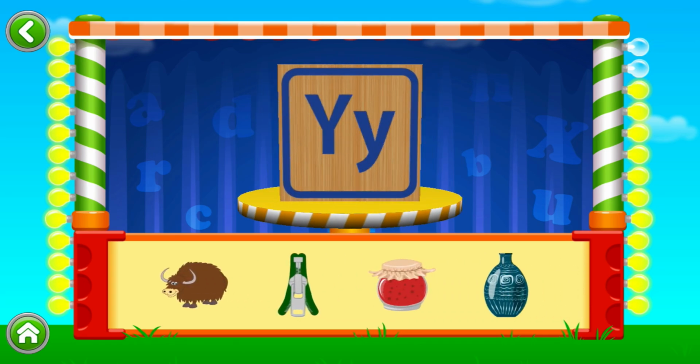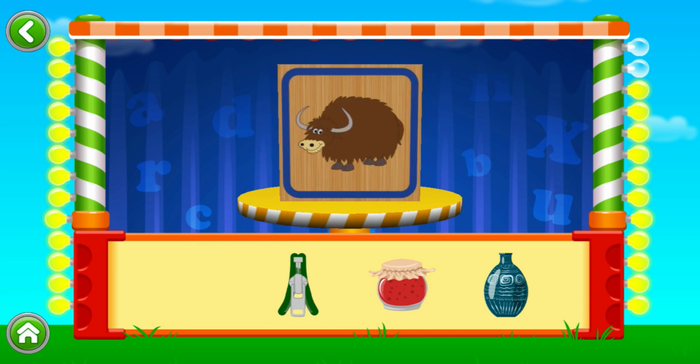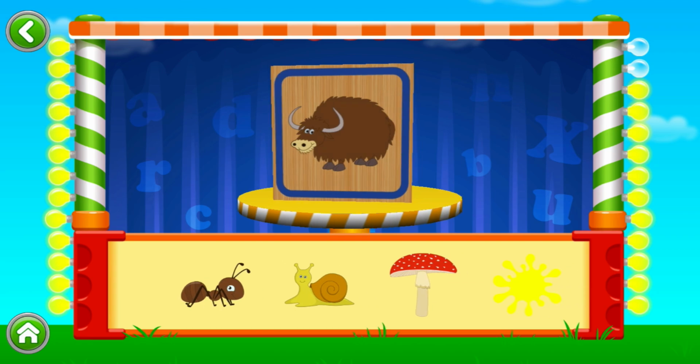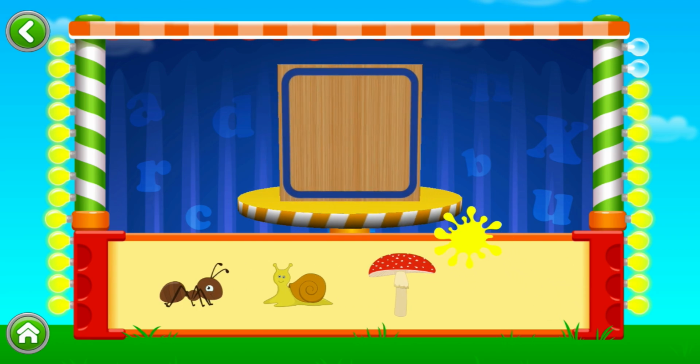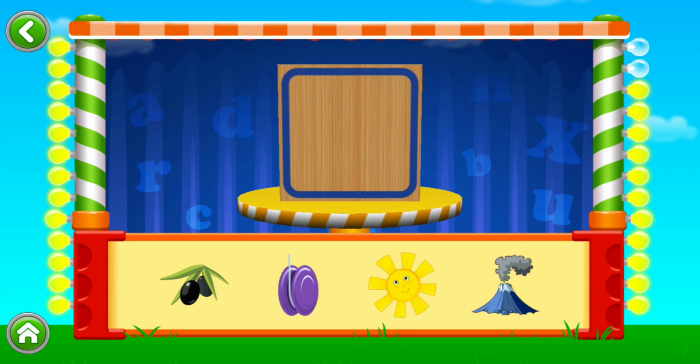Y. Yak. Go ahead and turn the letter cube. Yellow. Now, let's do the next side. Yo-yo.